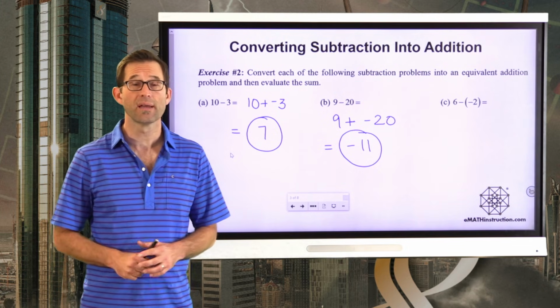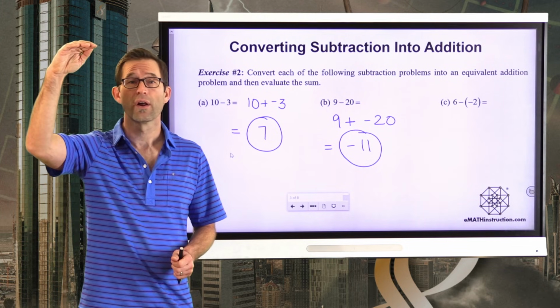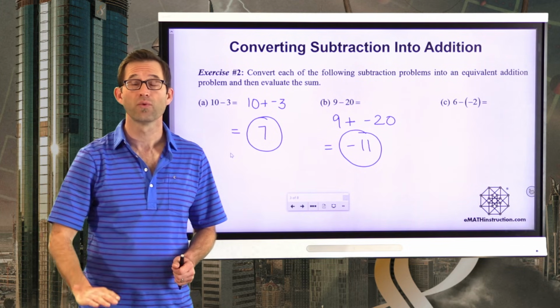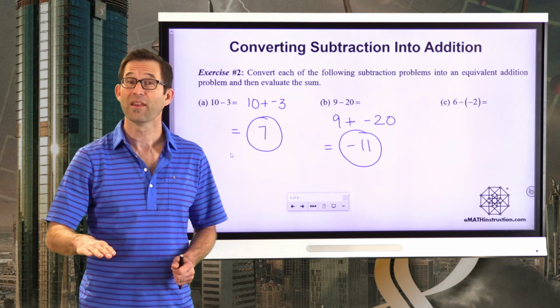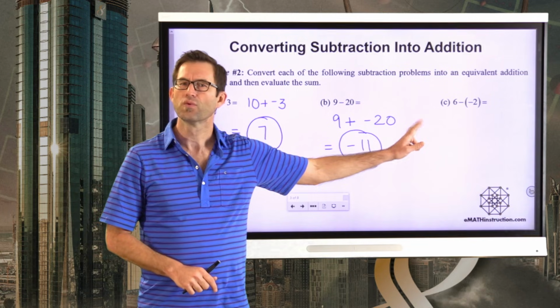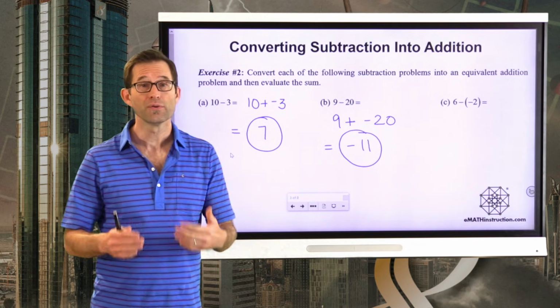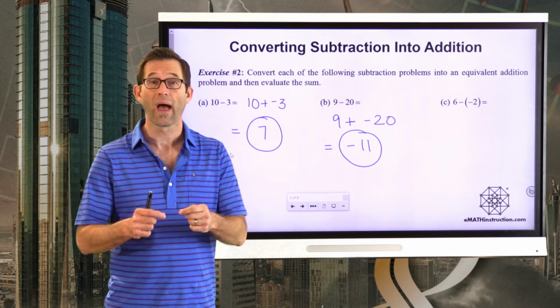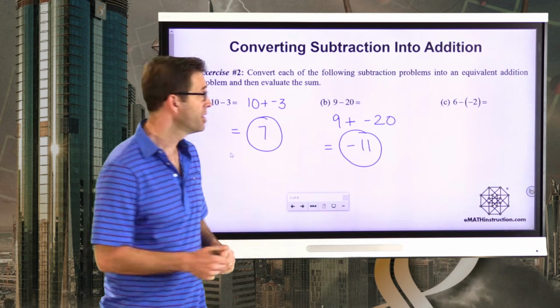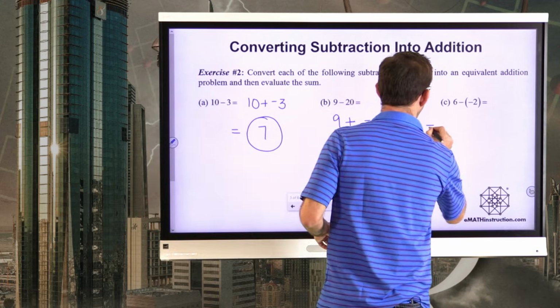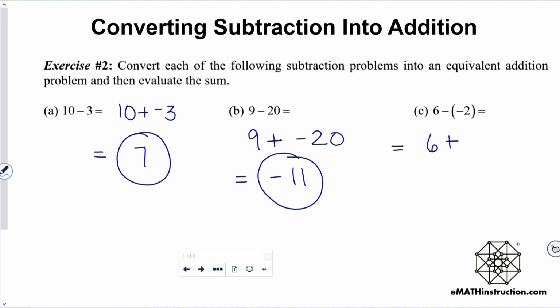Okay, and that should make some sense. You know, if I was at 9 degrees Fahrenheit and the temperature dropped by 20 degrees, I would end up at negative 11 degrees Fahrenheit. The final one is really quite important because I'm subtracting a negative. And whenever you subtract a negative, you can turn that into adding a positive, right? So this would all become 6 plus positive 2 or positive 8.